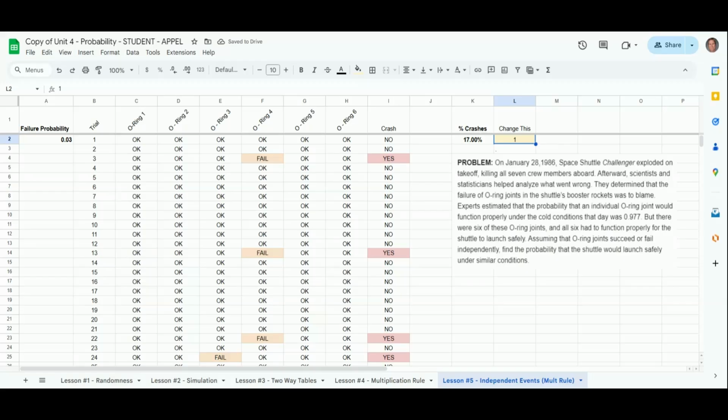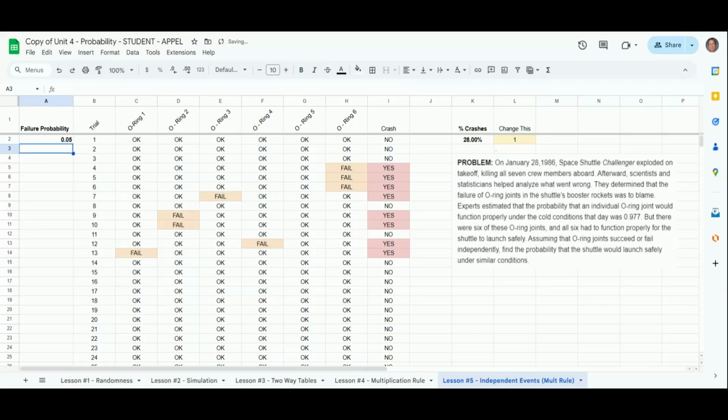We can now adjust our failure rate. Let's say that we have a higher failure rate of 0.05, right? What does that do to our percent of crashes? And so you can adjust those values to start to answer the questions that are outlined in your document.